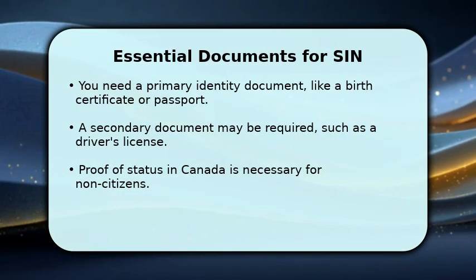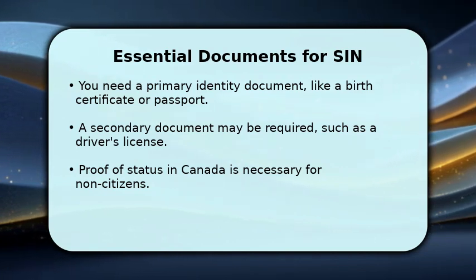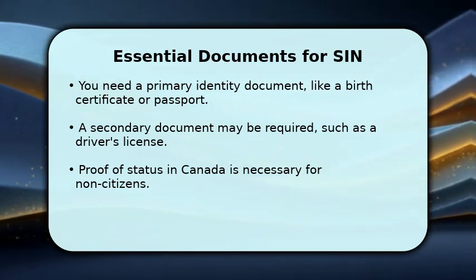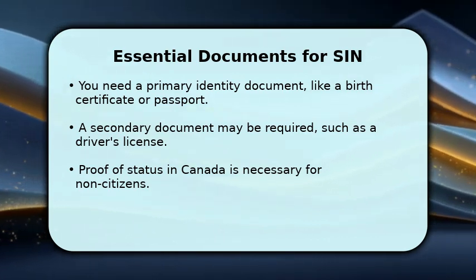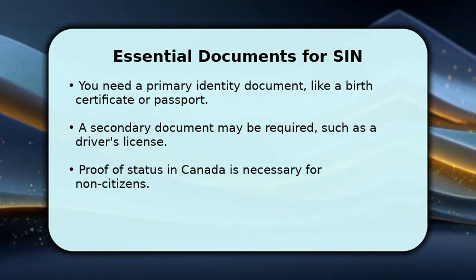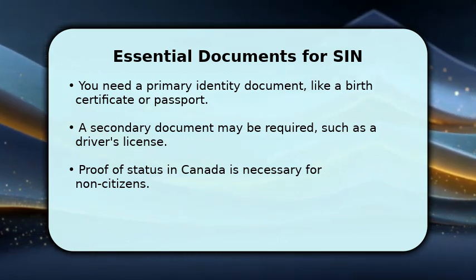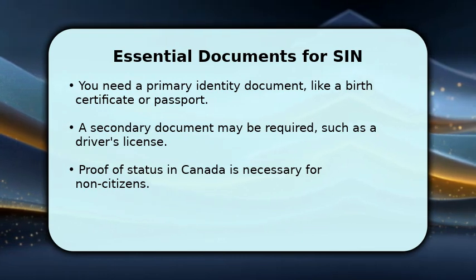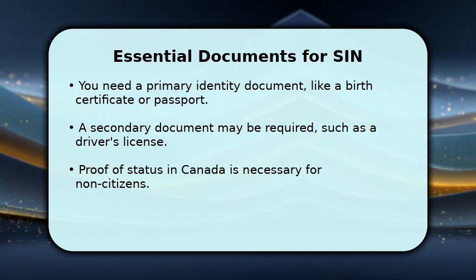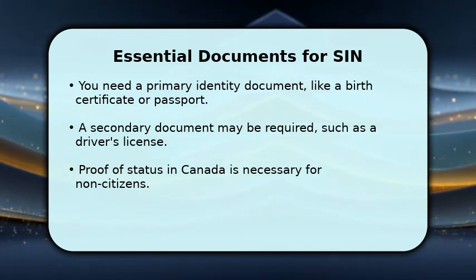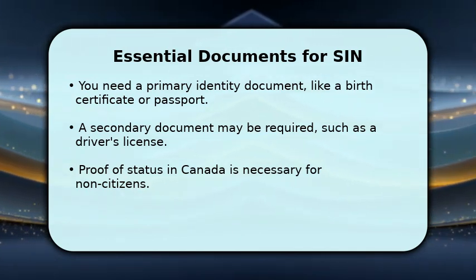To apply for your SIN, gathering the correct documents is key. You'll need a primary identity document, such as your birth certificate or a valid passport. For non-citizens, proof of your status in Canada, like a work permit or study permit, is absolutely essential. Sometimes, a secondary document, like a driver's license, might also be requested. Make sure all documents are original and valid.